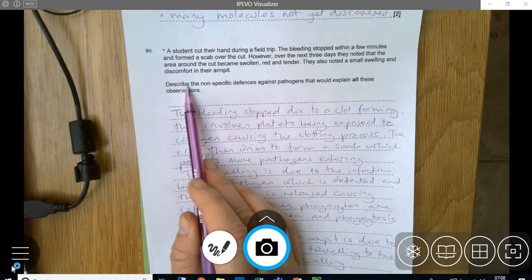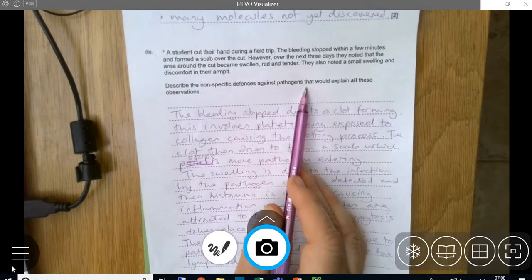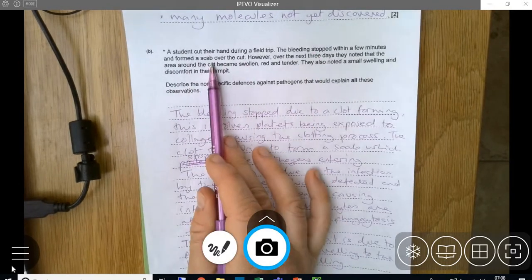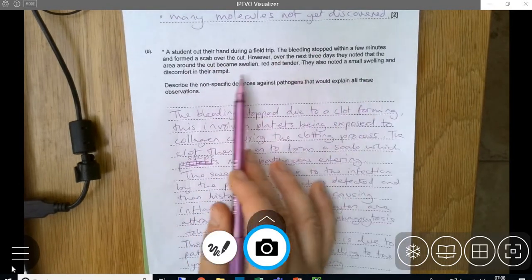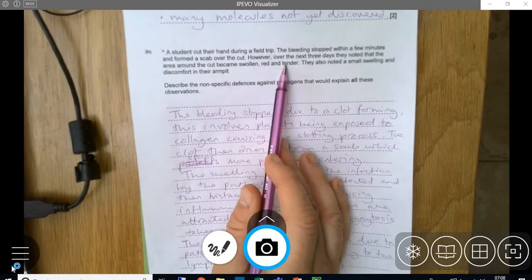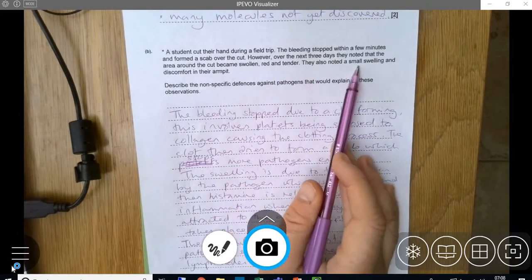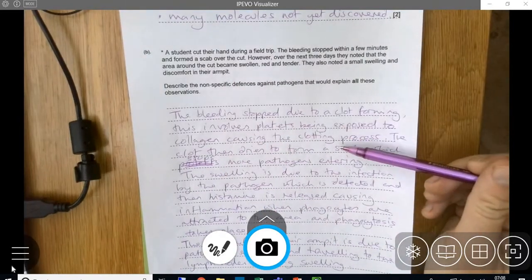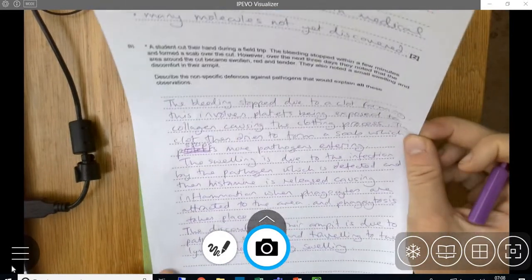The question says, describe the non-specific defences against pathogens that would explain all these observations. Bleeding stopped, scab forming, then some swelling, redness and inflammation, some red and tender, and also some small swelling and discomfort in their armpit. I've talked through some of the information here. Okay, I've written down my answer.